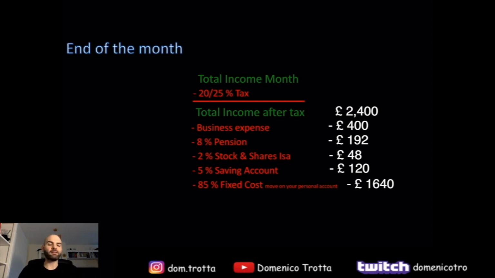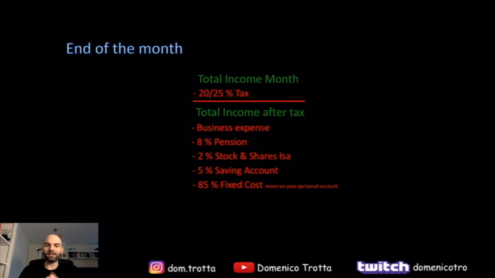I have created a spreadsheet where I literally need to put in how much I make for the month, and my spreadsheet does everything for me. And what I do, I just need to spend maybe 15 minutes to transfer the money at the end of the month to a different account and make sure that everything is how it should be, and that's it.